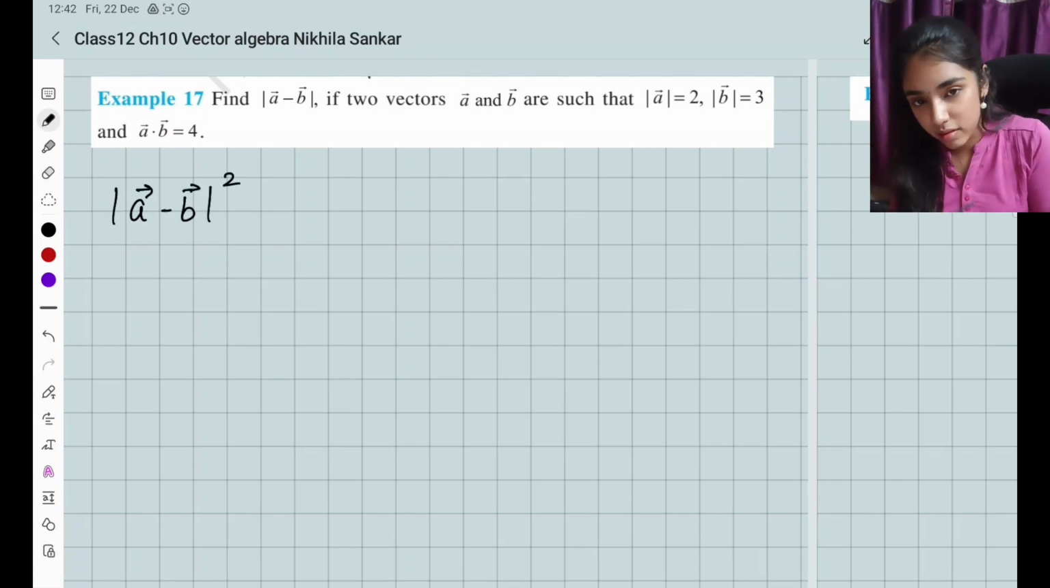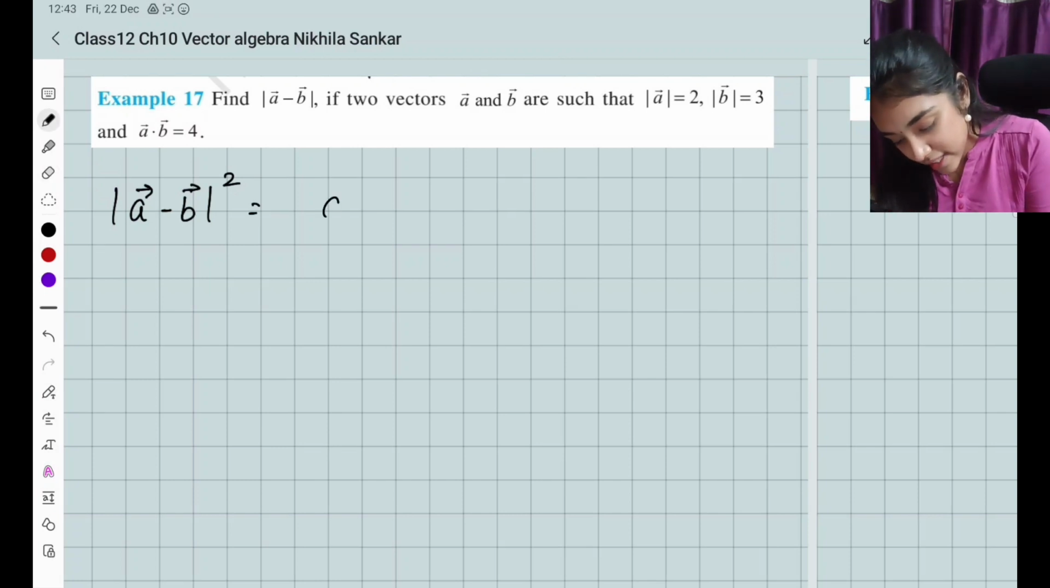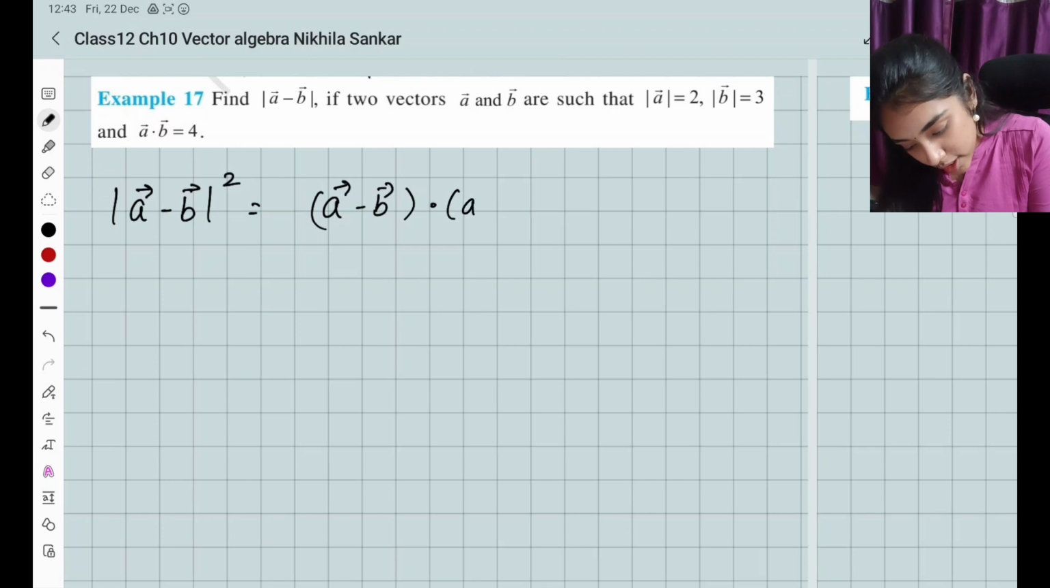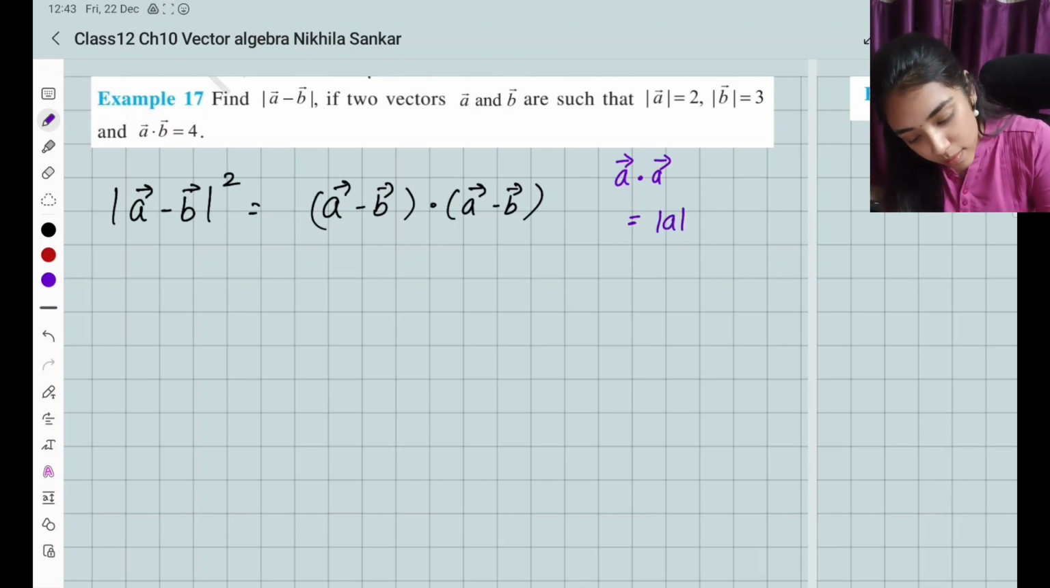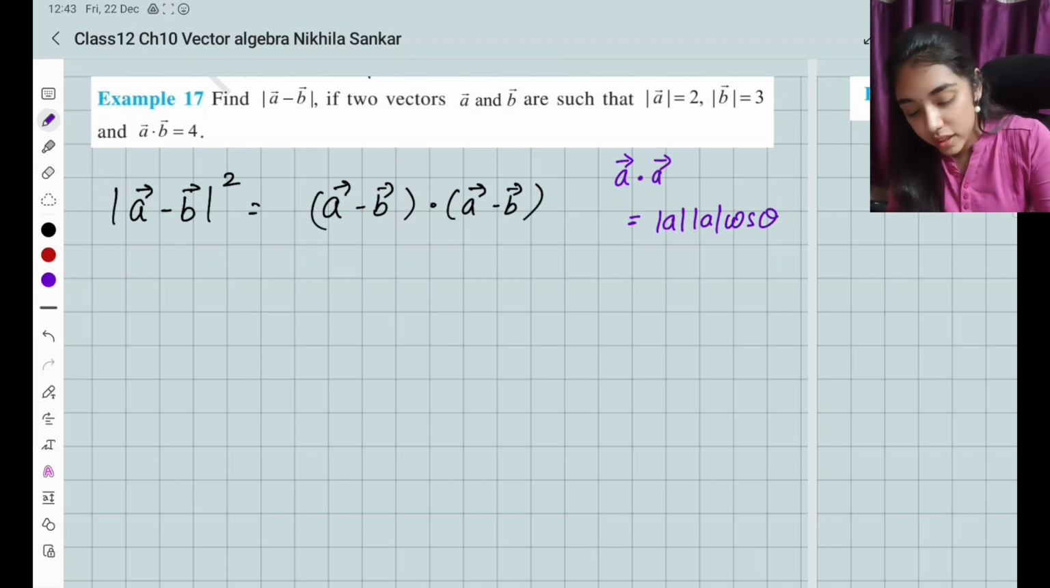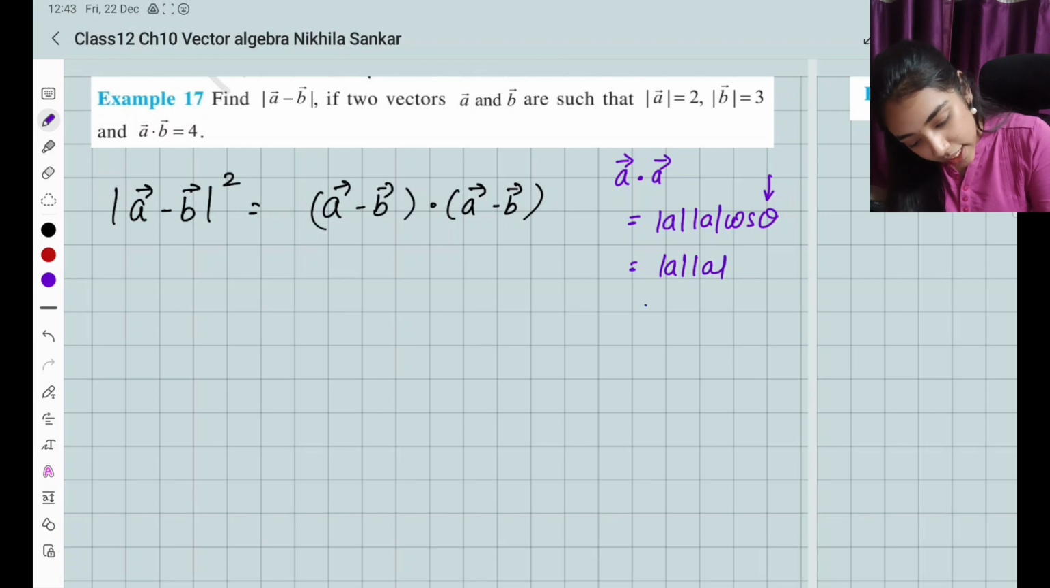When I square it, I can write this as A minus B dot A minus B. இது ஏன் பண்றேன்னு புரியுதா? When I take the dot product of exactly same vectors, this is going to be mod A times mod A times cos theta. இப்போ ஒரே வெக்டருங்கும் போது தீட்டாவோட வேல்யூ என்ன? 0. So this is going to be mod A times mod A, which is going to be mod A the whole square. So இதே தான் நான் reverse processல எழுதியிருக்கேன்.